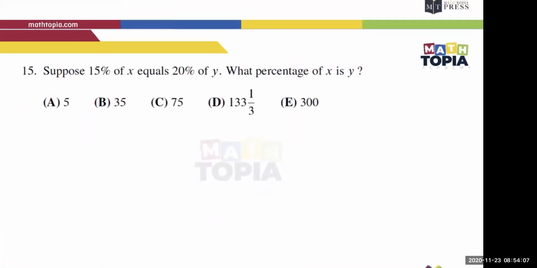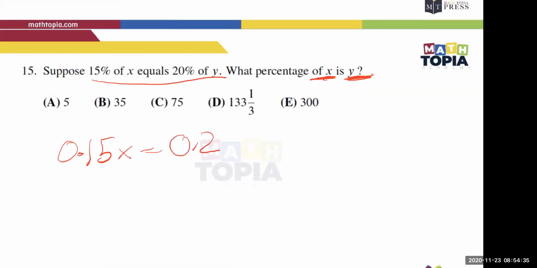Then we are moving to our session's last problem, 2020 AMC 8 problem 15. Suppose 15% of X is 20% of Y. What percentage is X of Y? No. What percentage of X is Y? It's important to note the variables here. So we can write this statement. We can represent it with decimals. 0.15x equals 0.2y. This gives us, solving the equation, that x is 20 and y is 15.